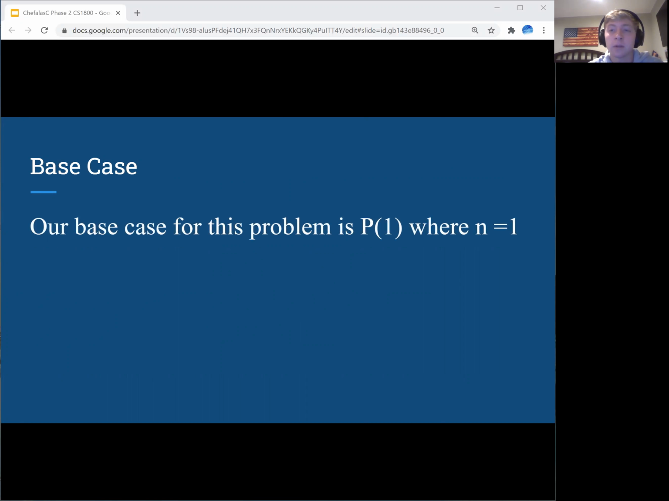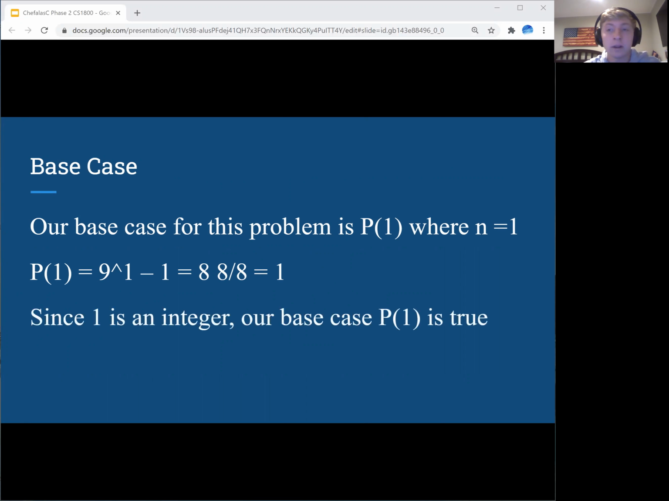Since our problem asks us to prove our claim to be true for n greater than 0, we will be proving our claim by weak induction with a base case of n equals 1. Through substitution, we will show the audience that P(1) holds true. As you can see, P(1) equals 8, and since our quotient 1 is a positive integer, our base case for P(1) is true.